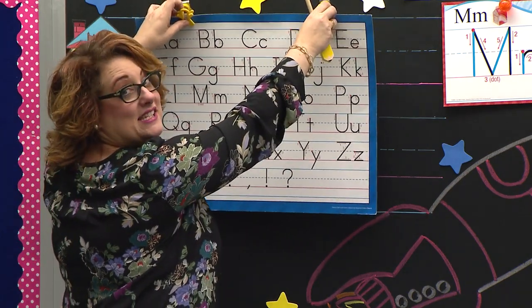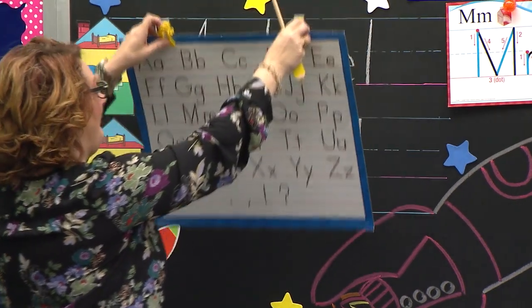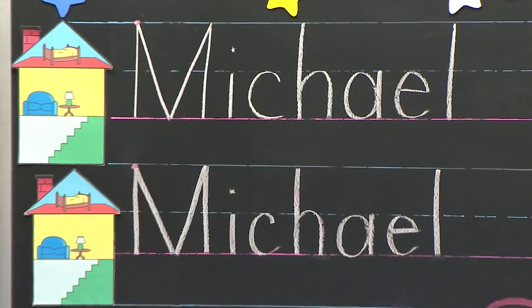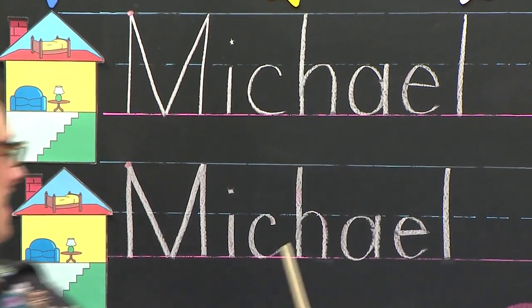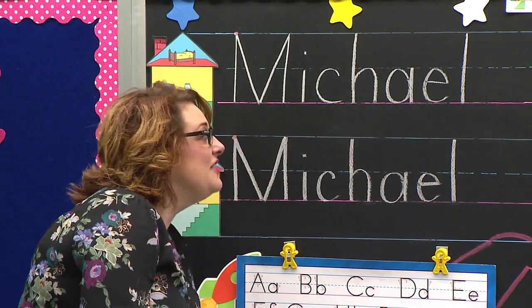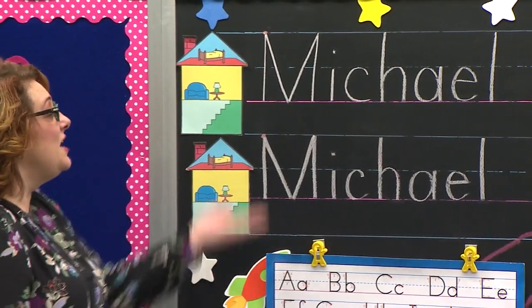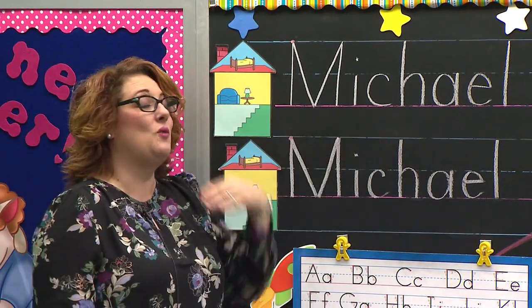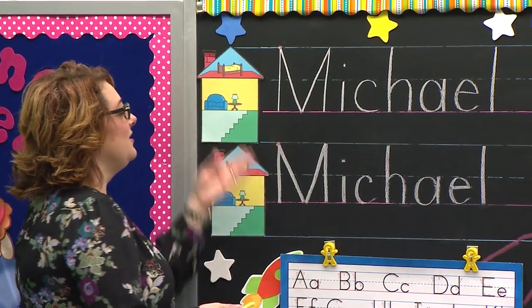Let's see. Are you ready to see if your name's right here? Oh, if your name is Michael, show me your muscles. Nice job. Whoa, look at those muscles. How exciting. This is your name. Now, again, your name might not be Michael, but some of these letters might be in your name, so watch carefully. We're going to start right here in the first house.